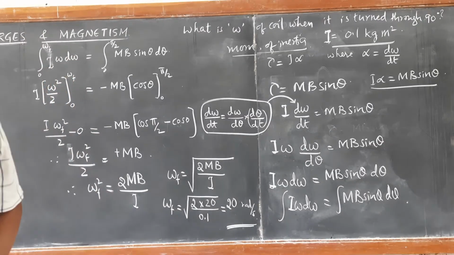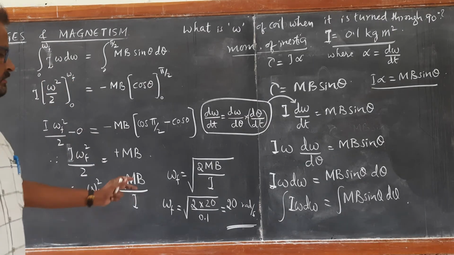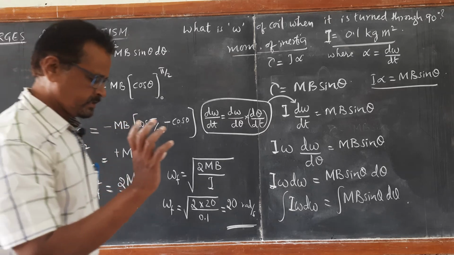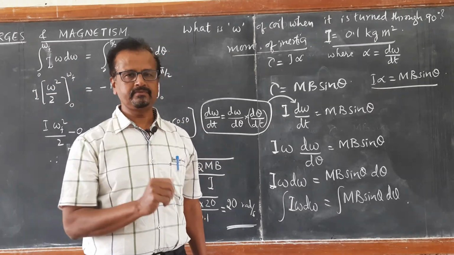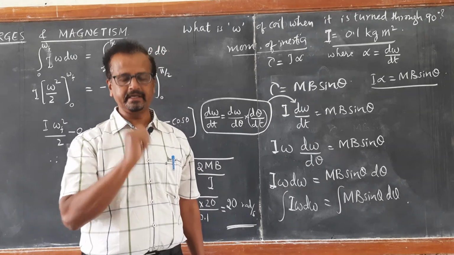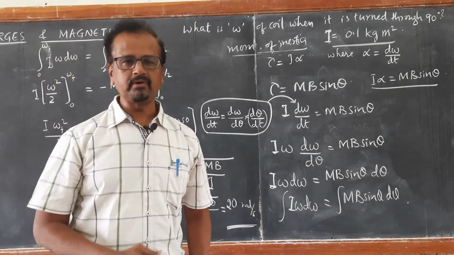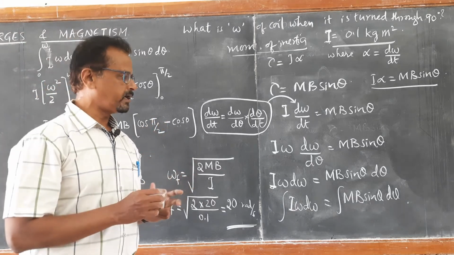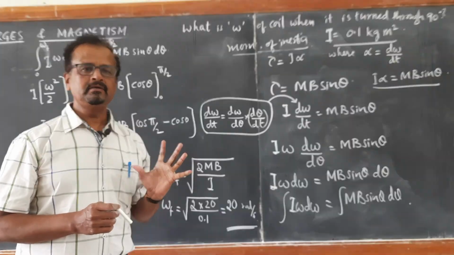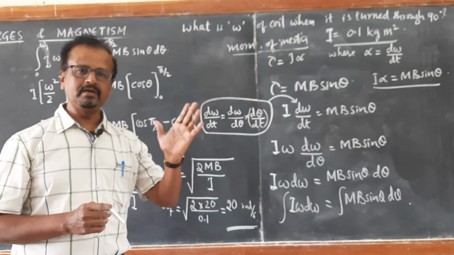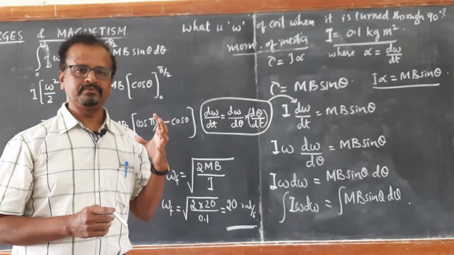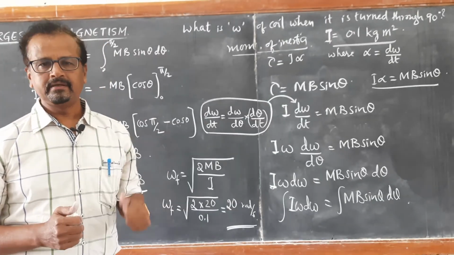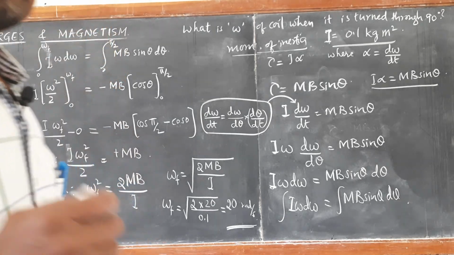So this is a typical problem of calculating the angular speed with which the coil rotates when it is turned from 0 to 90 degrees. This is because of the torque, and the torque is because of the interaction between the external magnetic field and the internal magnetic moment of the coil itself. Okay, fine. Now we will solve two more simple examples.